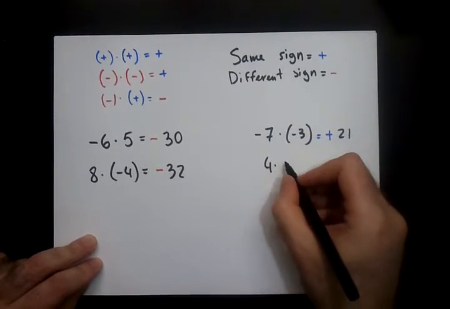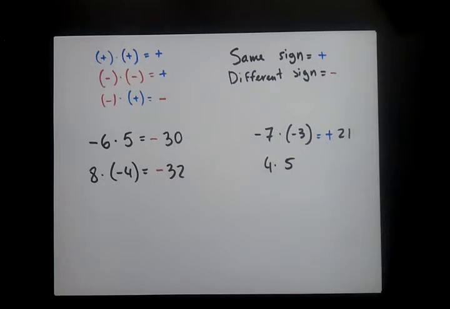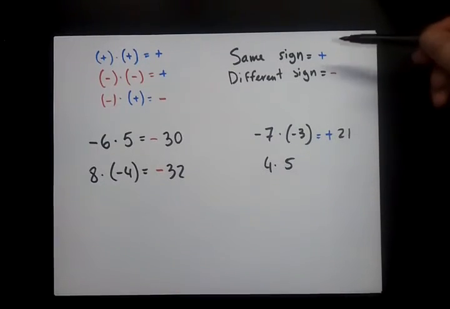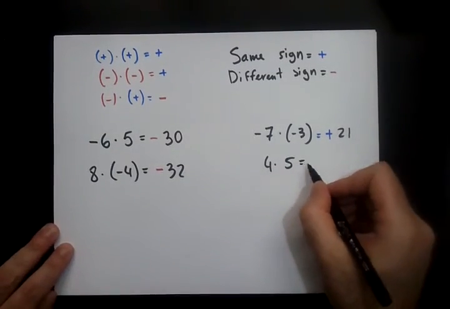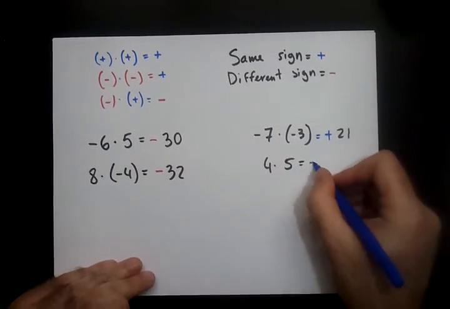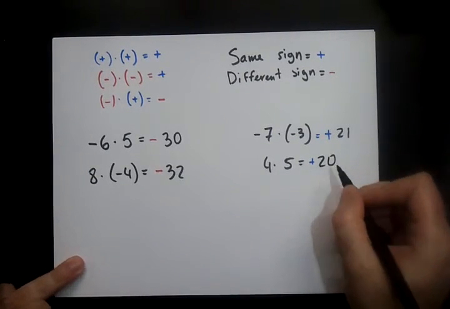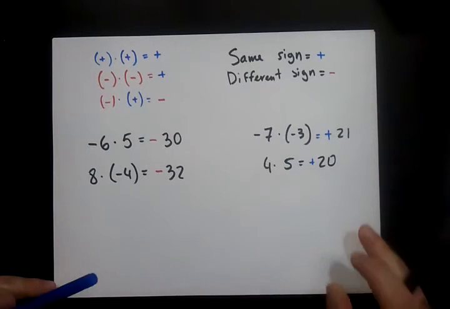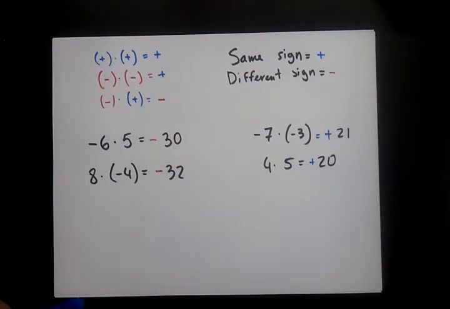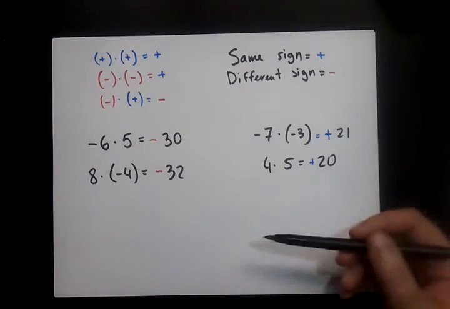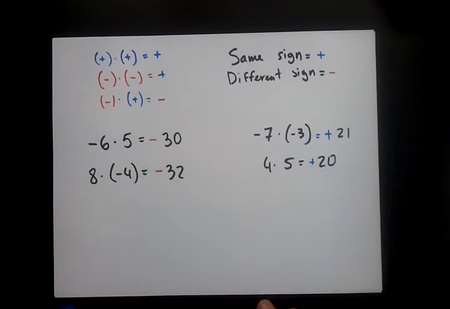And what if you have 4 times 5? Now we all know the answer to this, but the same rules work here. Positive times positive, same signs, so the answer is automatically positive, which we already knew it was, and it's 20. But this is because the rules are followed. 4 times 5, both are positive numbers, and whenever you multiply two numbers with the same sign, the answer is automatically positive.